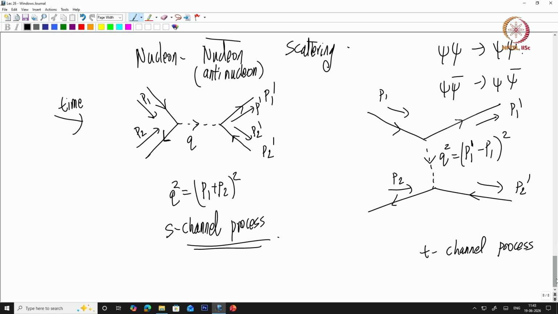Now, let me ask you this question: is meson amplitude a scattering?